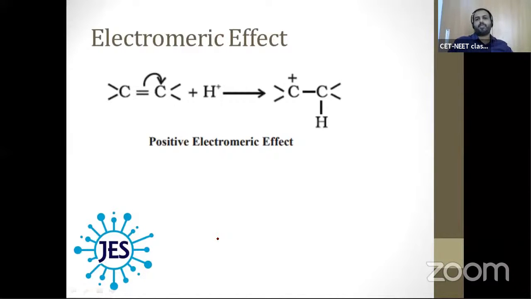What is the electromeric effect? The electromeric effect is a temporary effect. Now what happens here? See, as it is in the compound, there is no charge separation. But the moment a reagent comes closer to it, that induces charge separation in the compound. That induces polarity in the compound. This is what is called a temporary effect, and such an effect involving pi electrons is called the electromeric effect.